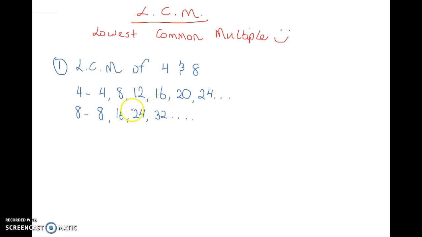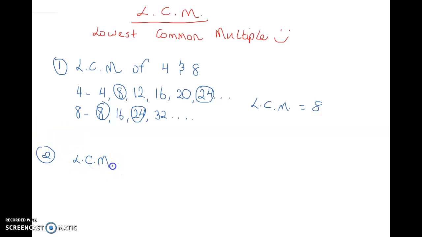So for example, we have 24 in common. But if you look at the beginning, they have 8 in common. So the LCM, we choose the lowest common multiple. The LCM is 8. Let's try another one.